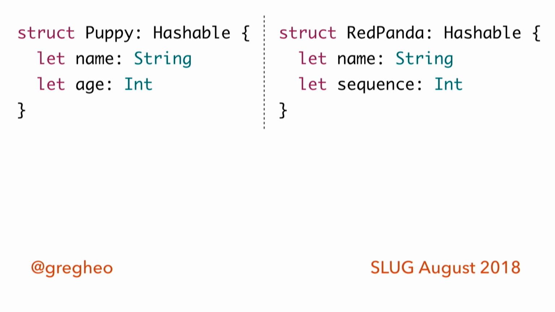And then I have another struct for a red panda, which also has a name, but they're endangered animals, so we keep track of them by sequence. We know about all of them. We keep them by sequence. And you'll notice, just by chance, the properties are the same. If you squint your eyes, there's a string, and then there's an int.